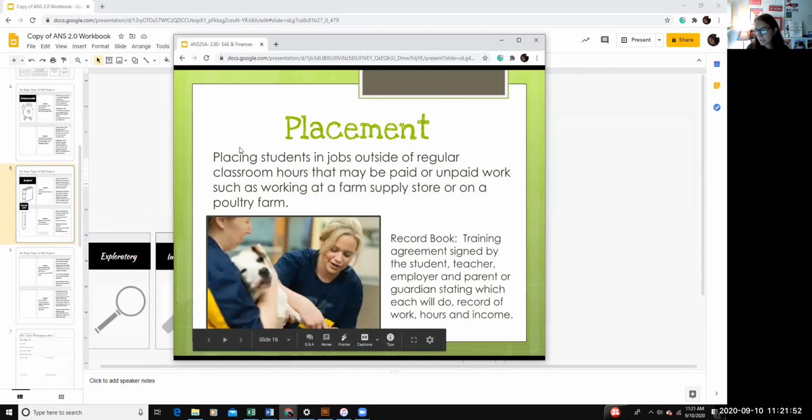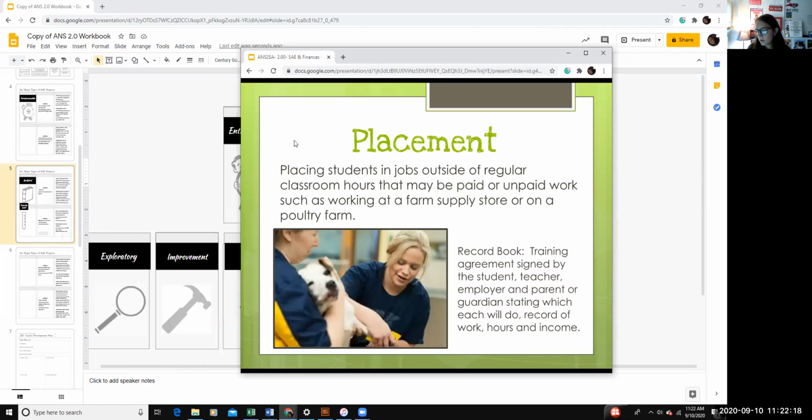Placement places students in jobs outside of regular classroom hours that may be paid or unpaid work, such as working at a farm supply store or on a poultry farm. So the record book would have a training agreement signed by the student, teacher, and employer, and parent guardian, which states what each student would do, a record of work hours and their income. So a lot of you probably have jobs, so a lot of you would be able to use placement as your type of SAE.